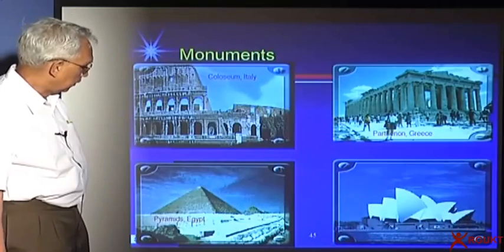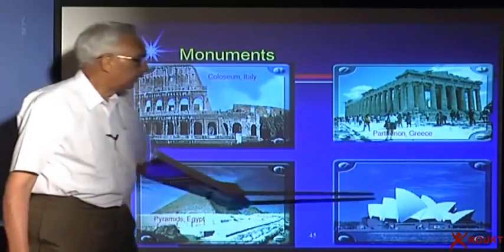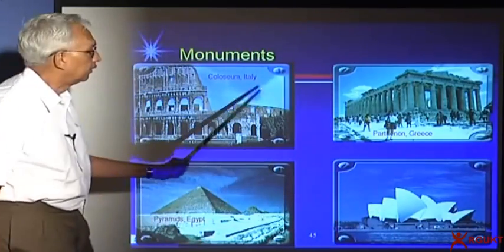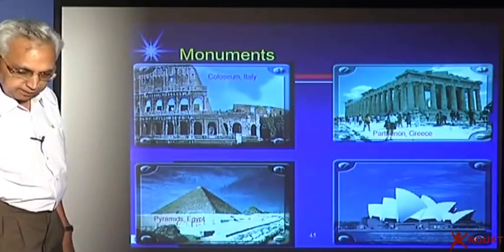These are classic old ones, the pyramids, the Sydney Opera House. These are all the Greek and Italian and Roman structures.